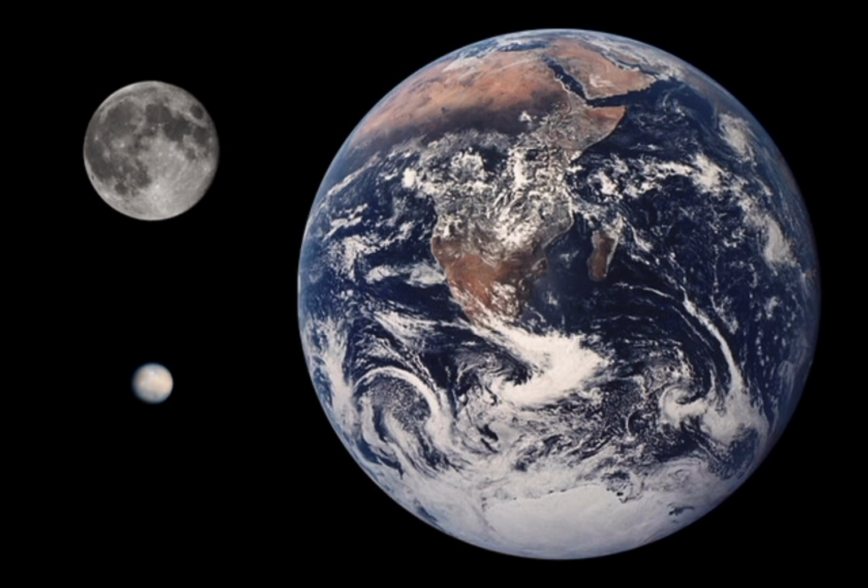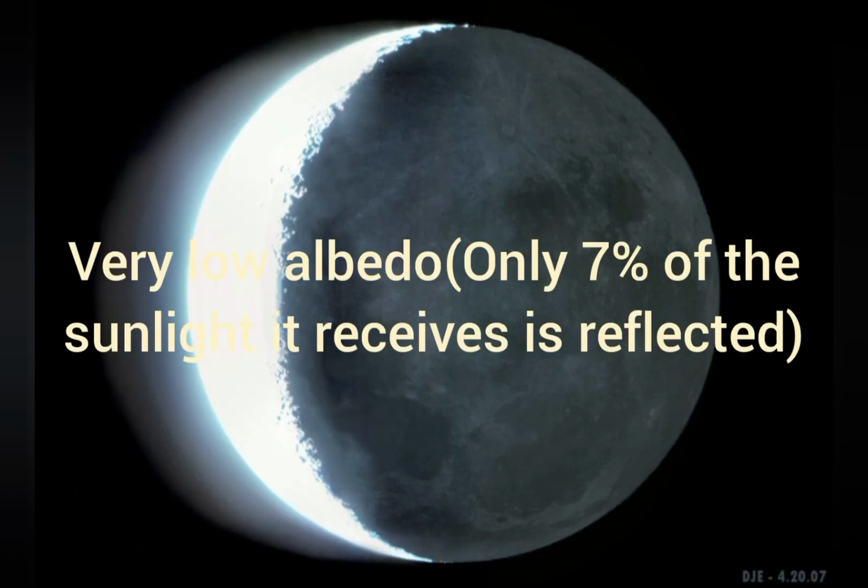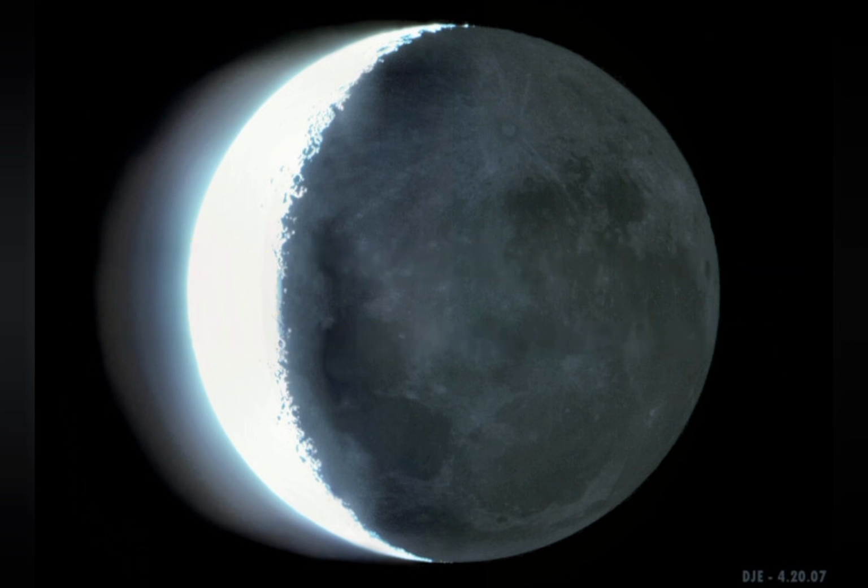Only 59% of the moon is visible from the Earth. The moon also has a very low albedo. Low albedo means that most of the sunlight that it receives, it basically absorbs and does not reflect. Only 7% of the total sunlight is reflected by the moon, and the rest is absorbed.